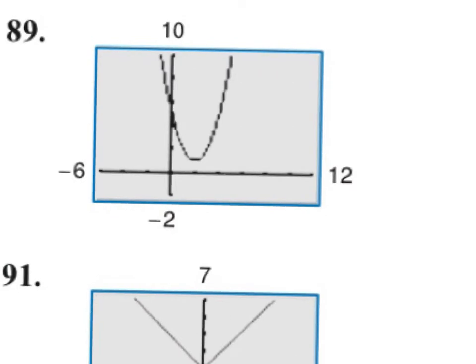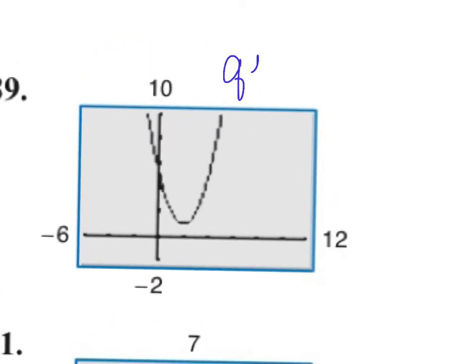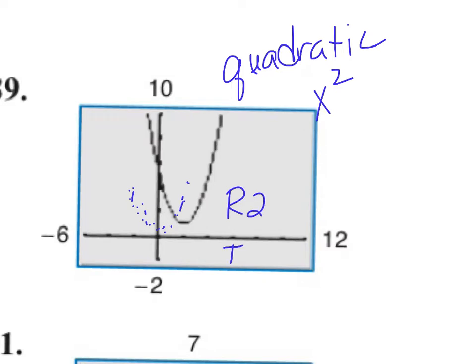If I look at number 89, what function family is this? Quadratic, okay? This is our x squared. This is our quadratic, from the original. This is what our original quadratic looks like. What did our black graph do? We'll say right 2, up 1. On the test, you'll be able to count. This is a little harder, I understand that. But you need to understand that it shifted horizontally to the right, vertically up.